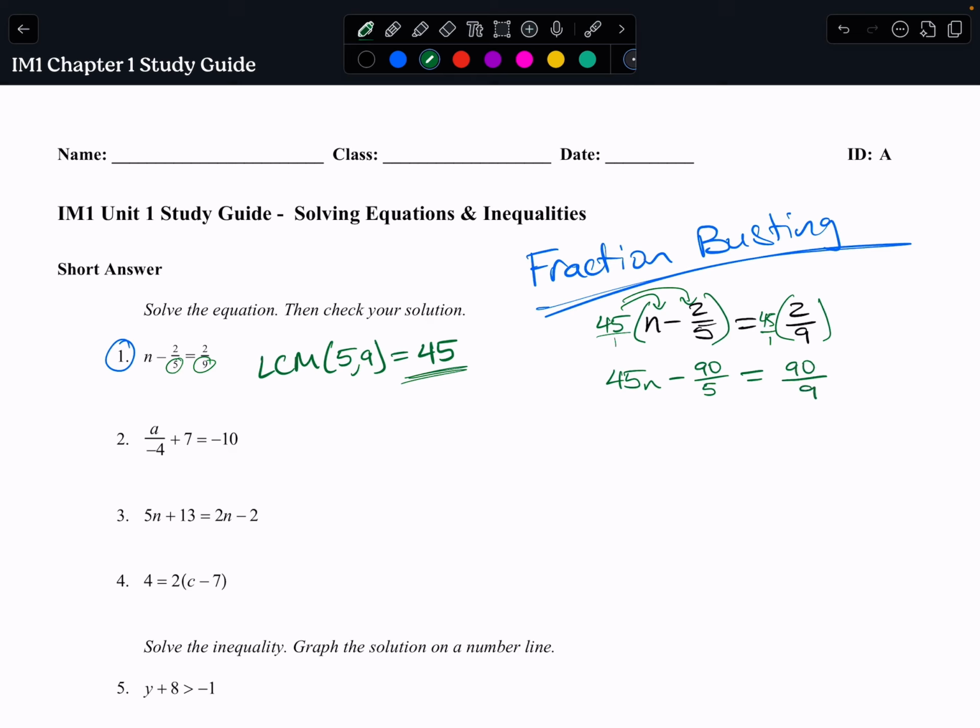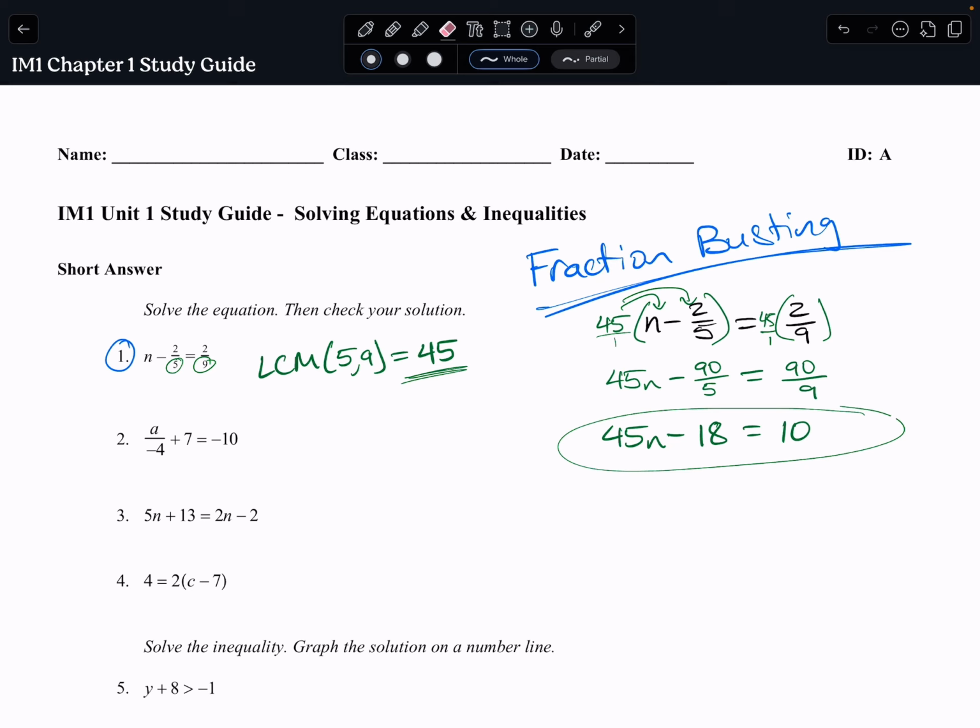And the cool thing about this is we've broken the fractions. We've fraction busted because even though they look like fractions now, those fractions reduce to whole numbers. We still have the 45n there minus this 90 divided by 5, 90 over 5. 90 divided by 5 is 18. And 90 divided by 9 is 10. Now we have an equation. We've successfully fraction busted. There's no fractions in this. That's all whole numbers. So if you like working with whole numbers, this might be the strategy for you.